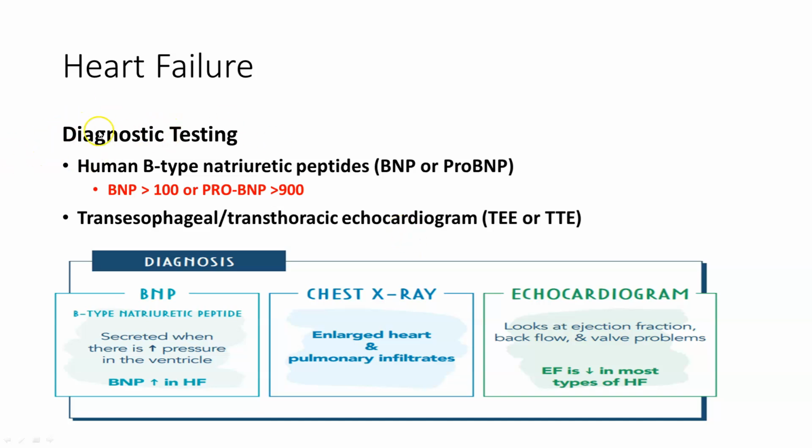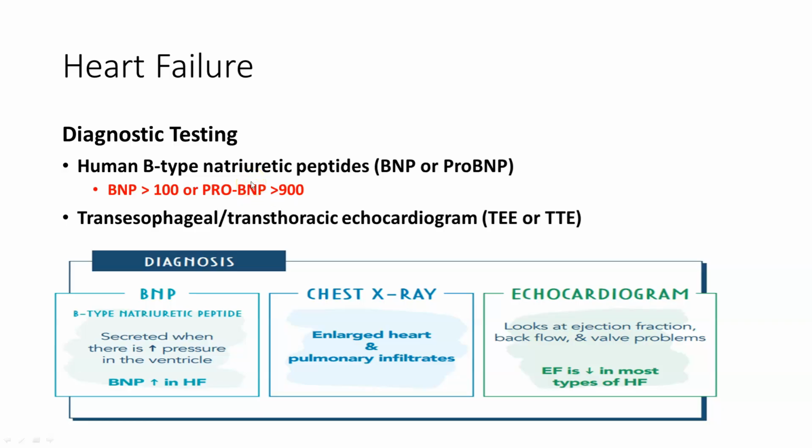Diagnostic testing is pretty straightforward. Of course, I'm going to say that and it's going to confuse somebody, but we're going to look at either the BNP or the pro-BNP. BNP is going to be less than 100. Pro-BNP is going to be less than 900. Again, if we're going to give you a number, I'm fairly certain that it is going to be so far out of bounds that it's going to be fairly noticeable.